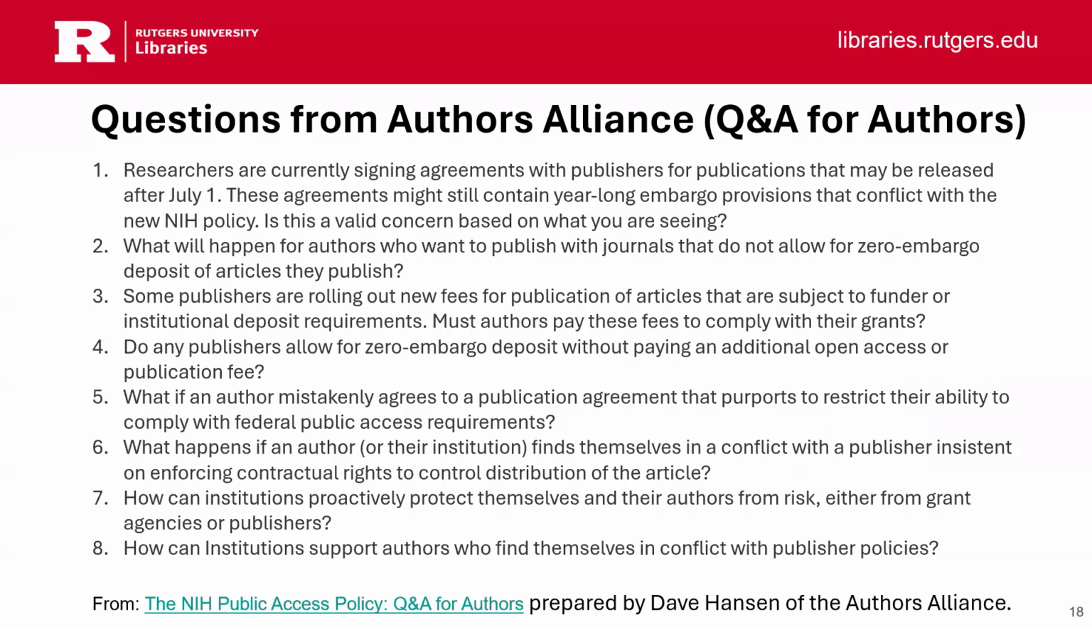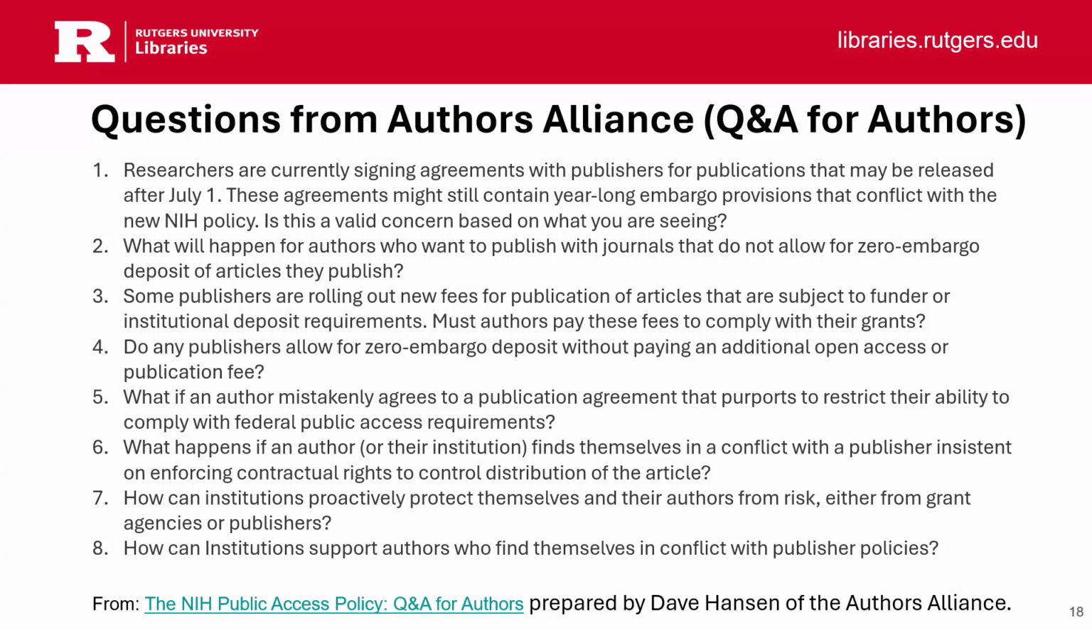The Authors Alliance has a very good post not long ago, June 6th, I believe, by Dave Hansen, the executive director of Authors Alliance. The post is called 2024 NIH Public Access Policy Questions and Answers for Authors. I only listed the questions, and these questions can be wrangling in many researchers' minds. So the link is here. I will give all the links later on after the slide presentation, and right now I cannot even find the chat to drop the links.